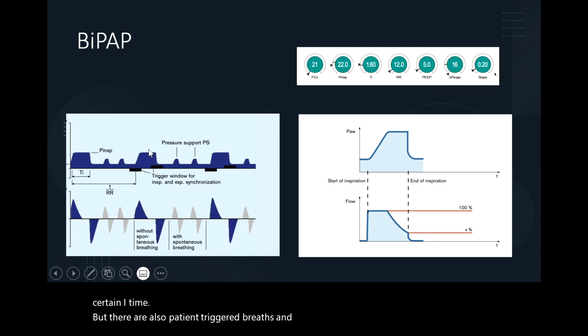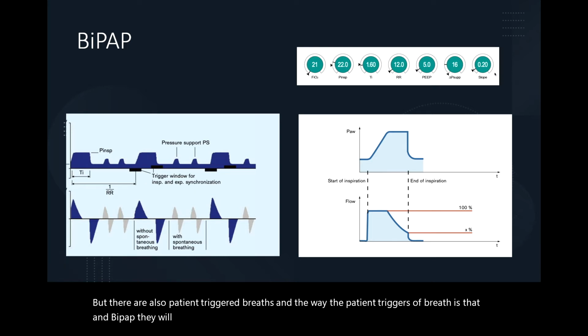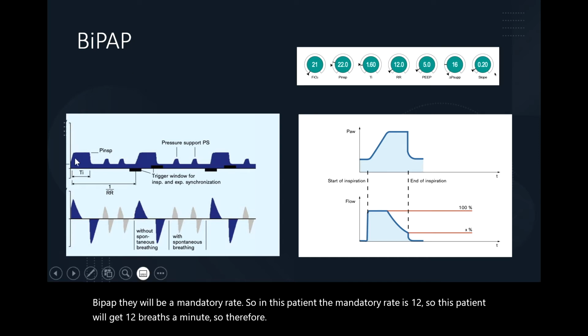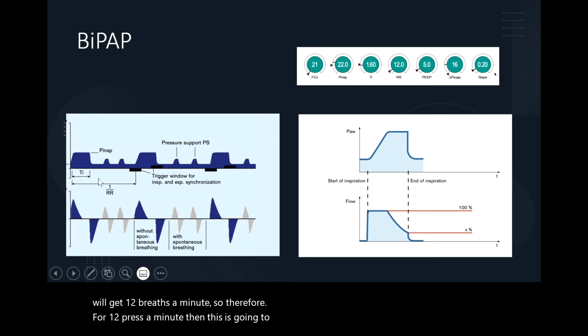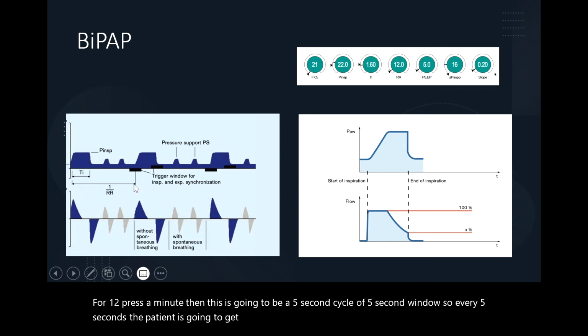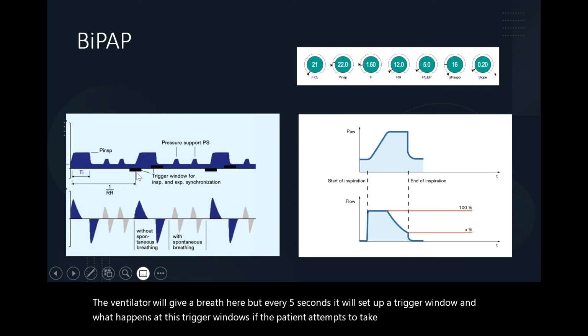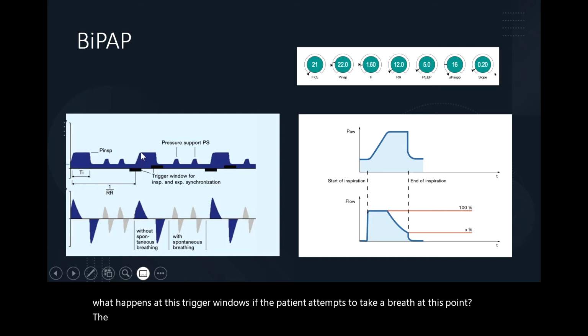And the way a patient triggers a breath is that in BiPAP, there will be a mandatory rate. So in this patient, the mandatory rate is 12. So this patient will get 12 breaths a minute. So therefore, for 12 breaths a minute, this is going to be a 5-second cycle, a 5-second window. So every 5 seconds, the patient is going to get a breath. So the ventilator will give a breath here, but every 5 seconds, it will set up a trigger window. And what happens at this trigger window is that if the patient attempts to take a breath at this point, the breath will be delivered as one of the mandatory breaths and will be counted as one of these 12.